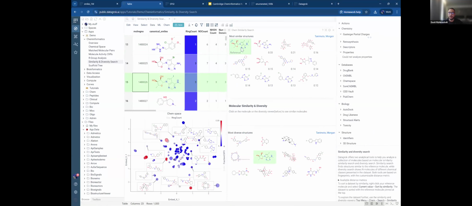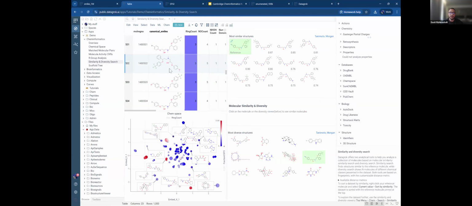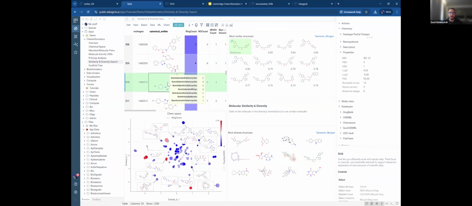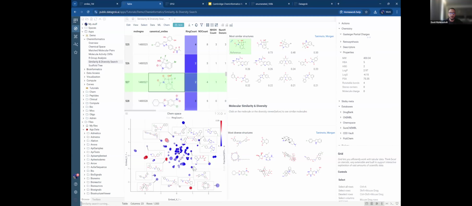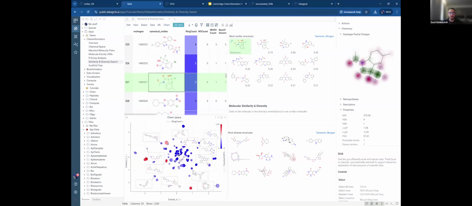I can click on this one, and you can see that the top one updated based on the similarity to the original molecule, like so. And the same can be done from the data itself. And on the bottom, you can see the very similar chemical space of this data as well.